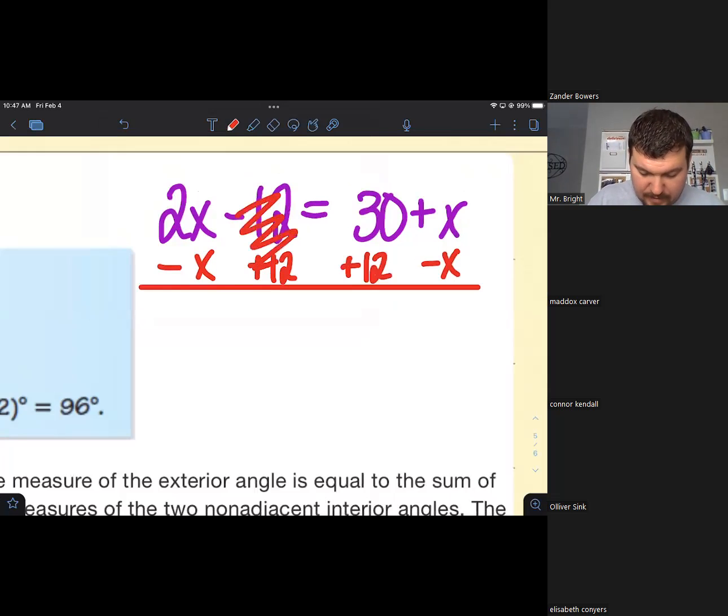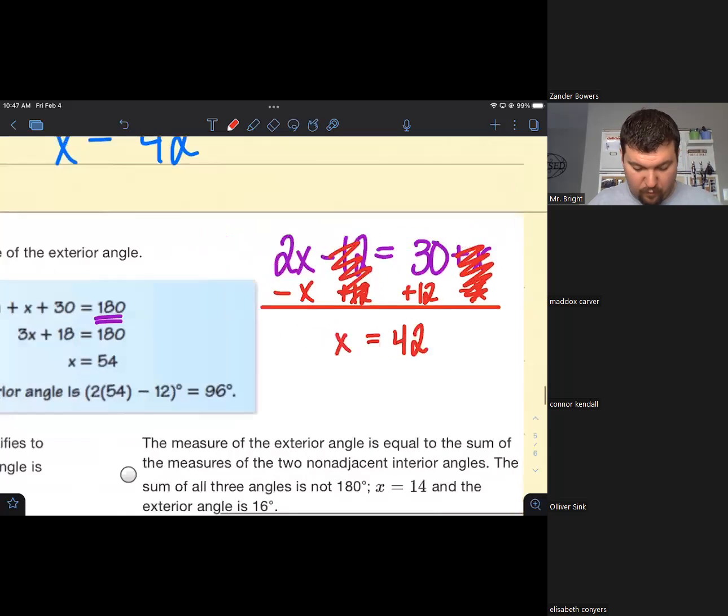2x minus x is going to give us 1x. On the other side, I've got a 30 and I've got a 12, which is going to give us 42. So x is equal to 42.